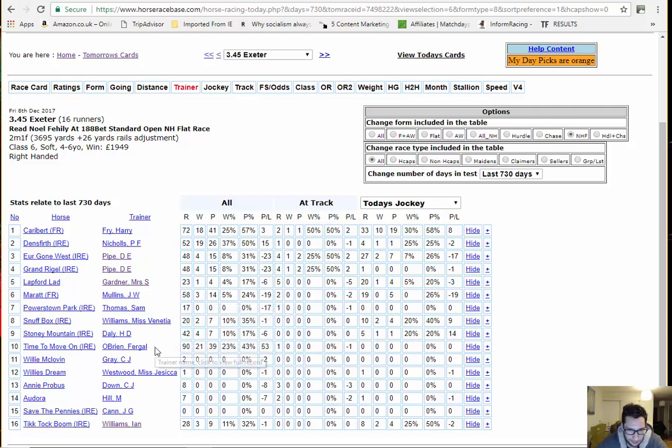What else? Fergal O'Brien is represented, and that might be of use. 53 points to SP if you'd backed all of his National Hunt Flat runners in the last 730 days. Not bad at all, although at some point the market will cotton on, no doubt.